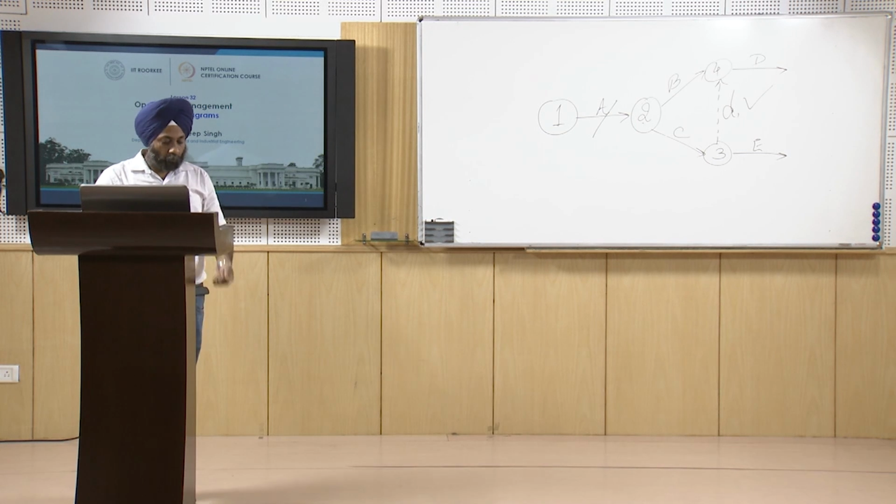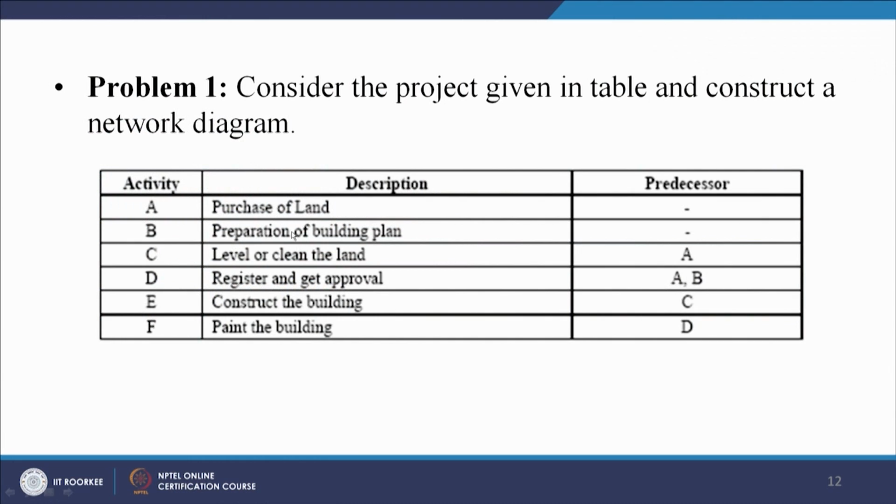Now towards the end of today's session, let us try to see one problem. Consider the project given in the table and construct a network diagram. This is the way the problem will be mentioned. So we have activity description. As we have seen, activities can be represented by alphabets A, B, C, or by the start and the end node for the activity. But currently we are focusing on the alphabets as the representation of the activity. So we have activities A to F, that is 6 activities.